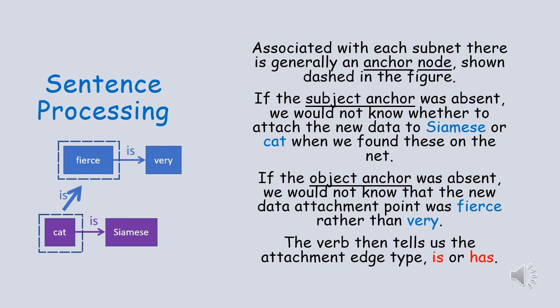Associated with each subnet, there is generally an anchor node, shown dashed in the figure. If the subject anchor was absent, we would not know whether to attach the new data to Siamese or cat when we found these on the net. If the object anchor was absent, we would not know that the new data attachment point was fierce rather than very. The verb then tells us the attachment edge type is or has.